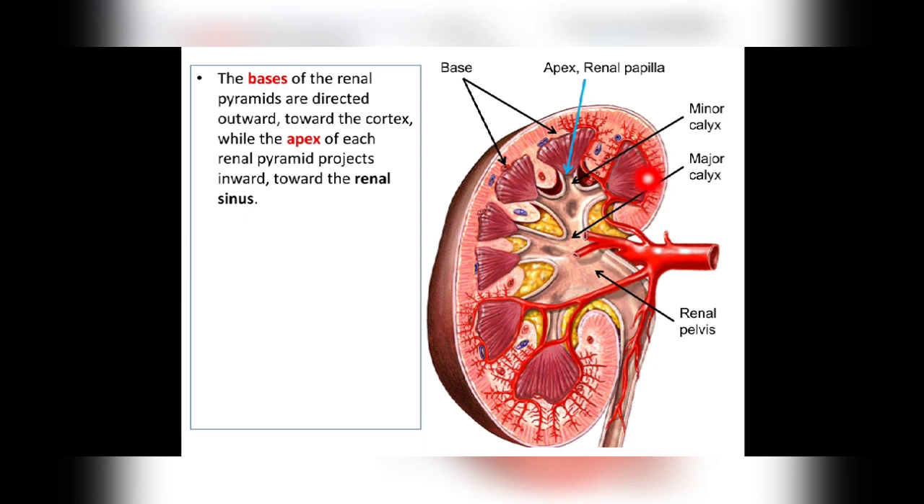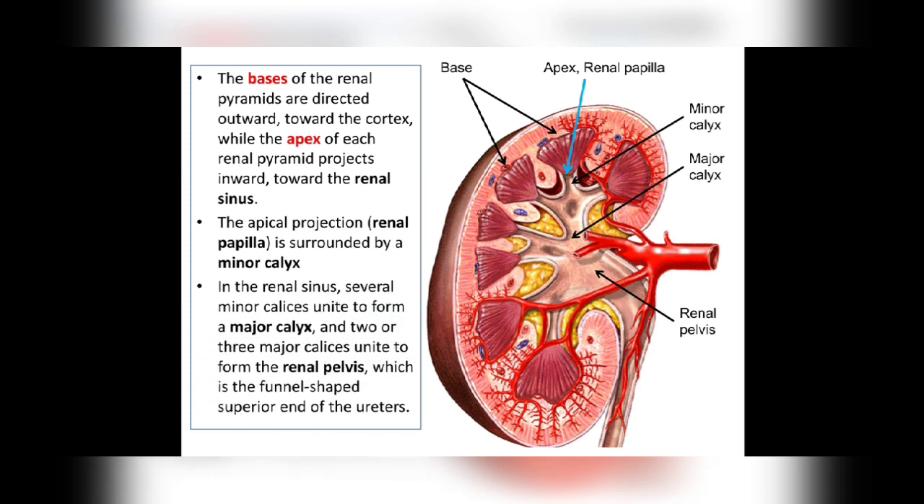The bases of the renal pyramids are directed outward toward the cortex, while the apex of each pyramid projects inwards toward the renal sinus. The apical projection, the renal papilla, is surrounded by a minor calyx. These are minor calyces.